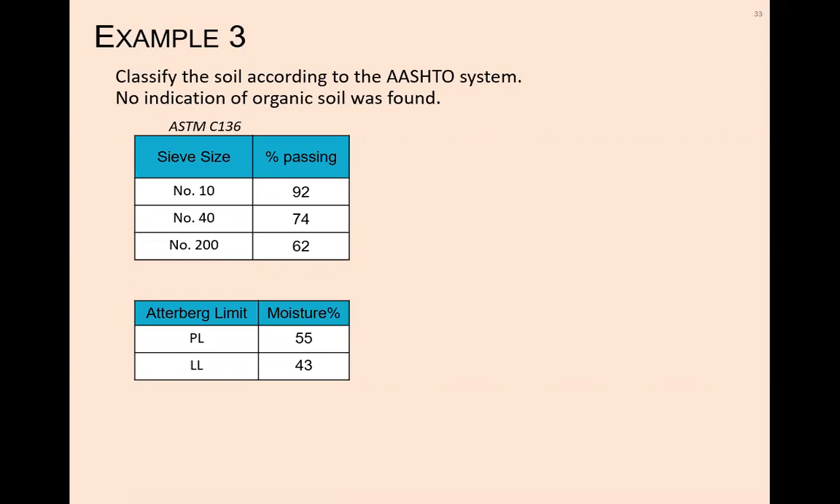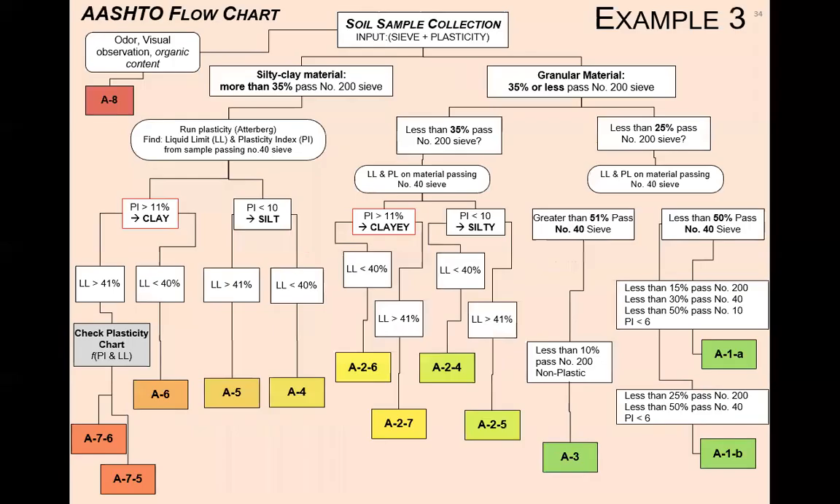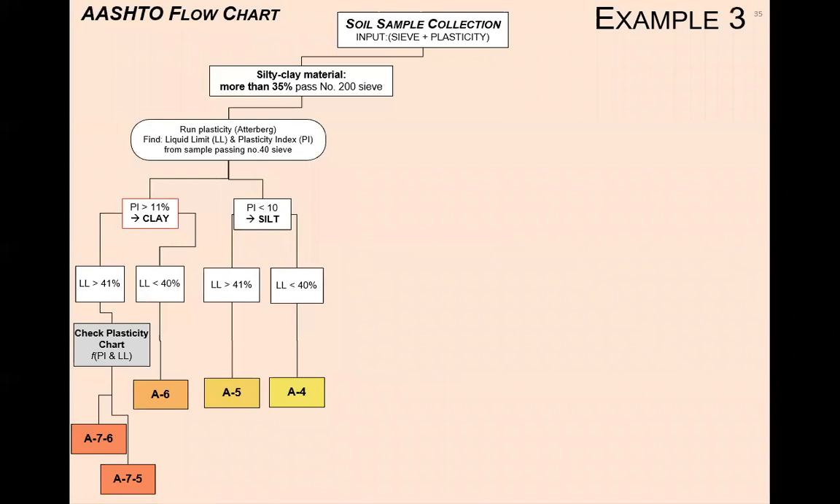All right, one more example. So we're given the sieve analysis, and we're also given the Atterberg limit stuff. This one though, now we have 62% passing our number 200 sieve. That's obviously greater than 35. So we know this is going to be a silt or a clay. So if we look at our chart, it's not this stuff. It's not that. So now we are going straight down the silty clay material. So it's either going to be an A-7, an A-6, an A-5, or an A-4.